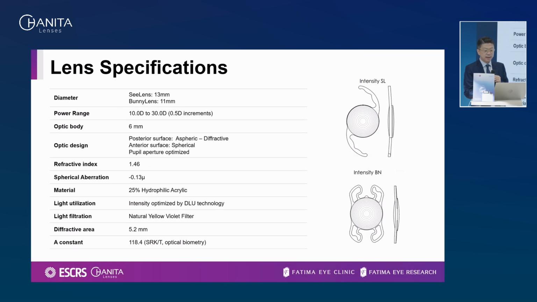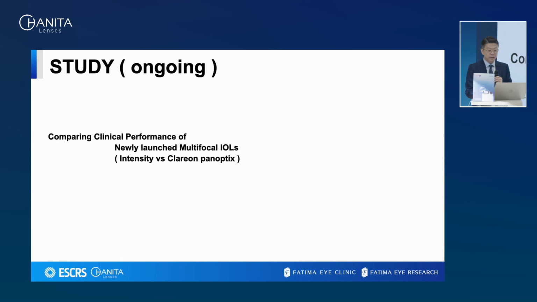These are the lens specifications. The lens diameter is 13 millimeters with C-loop haptics and 11 millimeters in the plate type. The optic design is a posterior aspheric diffractive type with an anterior spheric surface. The refractive index is 1.46 and the induced spherical aberration is 0.13 micrometers.